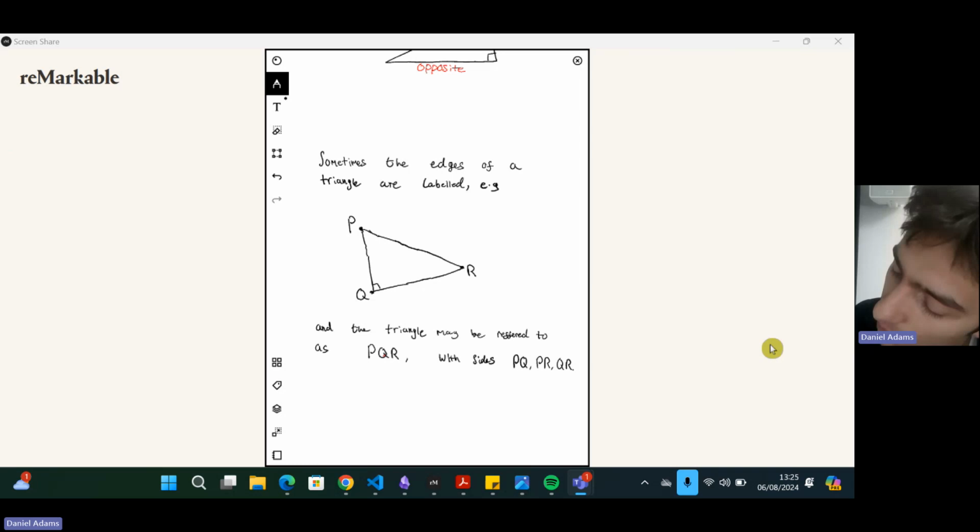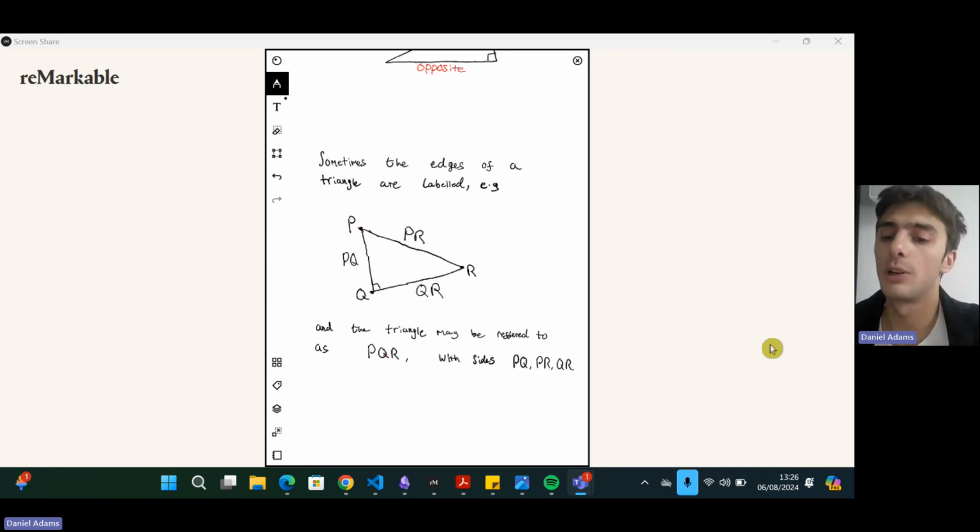Okay, and if they label these vertices P, Q, and R, then sometimes they'll refer to the triangle by a name, and they'll call the triangle PQR, and this side might be called the side PR. This side might be called the side PQ, and they could call this side the side QR. So these names don't refer to any angle theta, they just refer to the names of the vertices which someone gave in advance. And they have nothing to do with the interior angles. Just look out for this because you will see it come up.